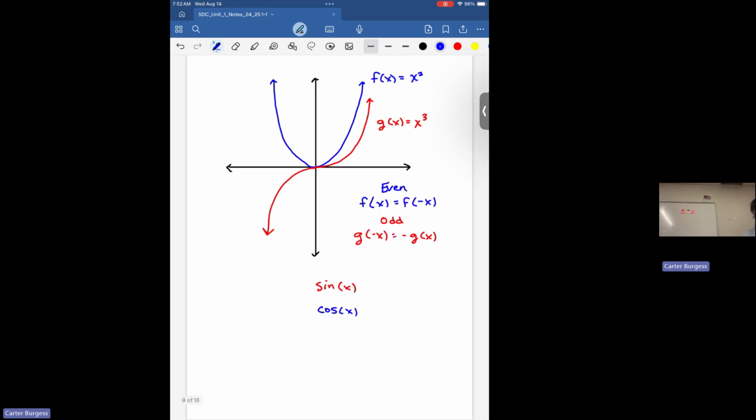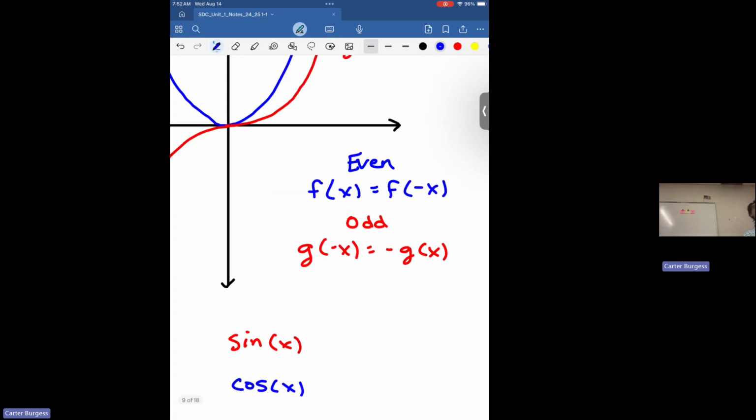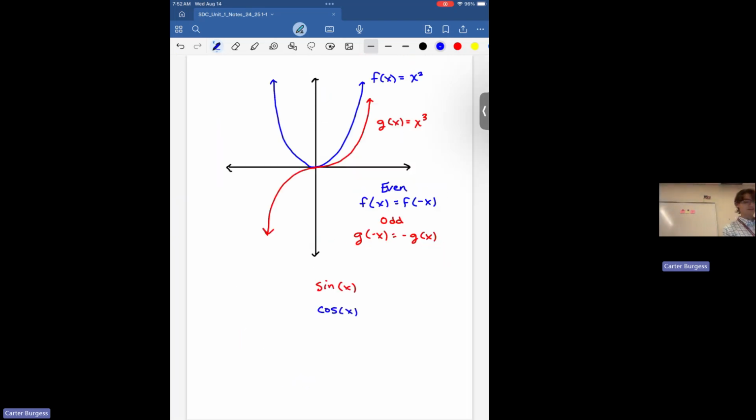And these properties that we have defined are actually what it means to be even and what it means to be odd. They also provide us with a litmus test to determine if what we are looking at is even or if what we are looking at is odd. If I plug negative x into my function and it stays the same, it's an even function. If I plug negative x into my function and I get the negative version of my function, it's an odd function. That is not just a property, that is the definition.